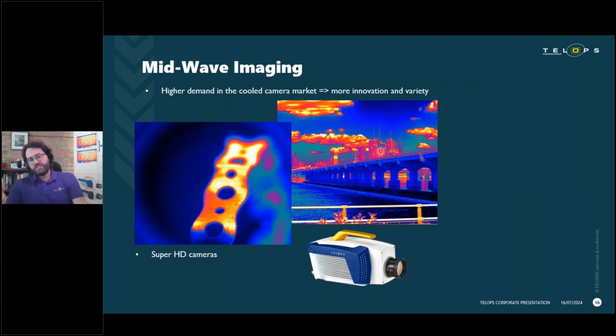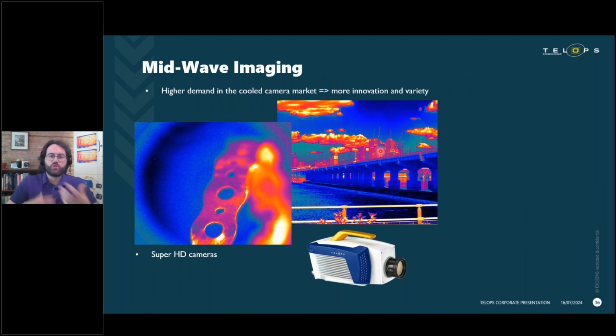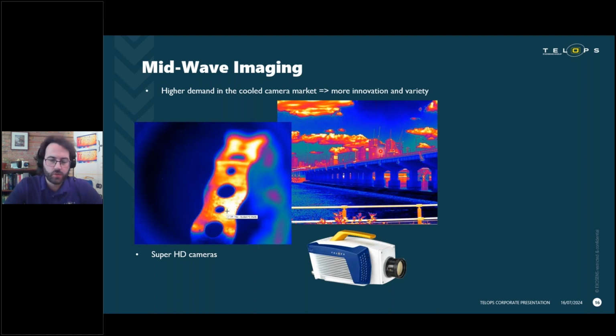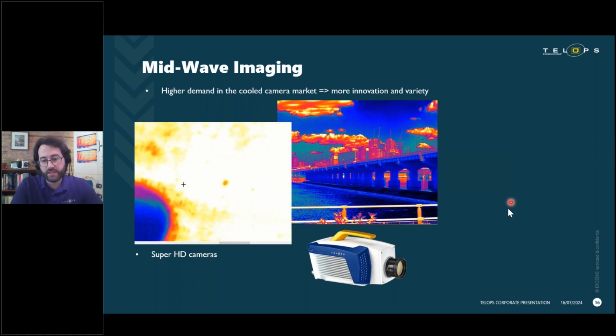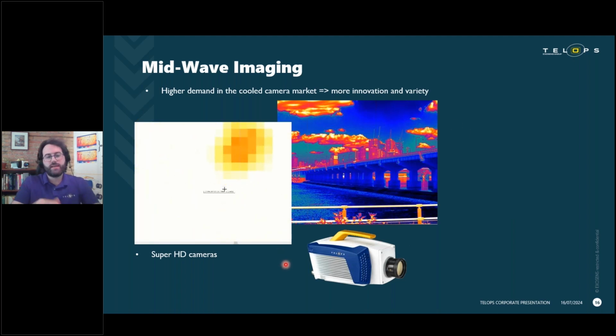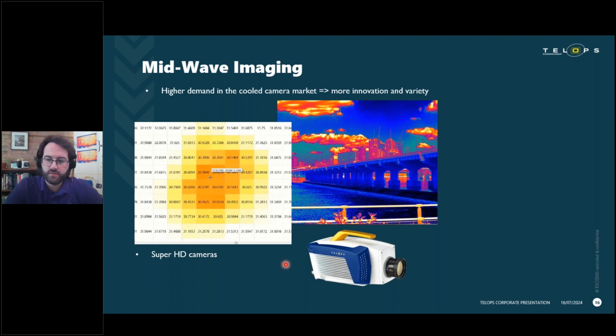Now, in mid-wave imaging, there's a higher demand in the cooled scientific camera market for this. So, of course, there's a bit more of a push for innovation and variety. That doesn't mean that the short-wave or long-wave cameras are not as good. They're still very interesting and offer the same high radiometric accuracy. But when we're talking mid-wave cameras, there's a bit more of a higher selection or variety for that range.